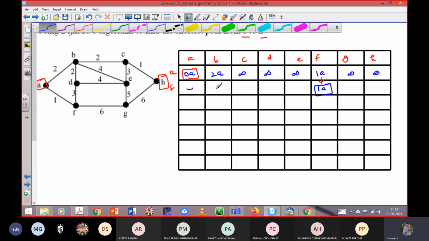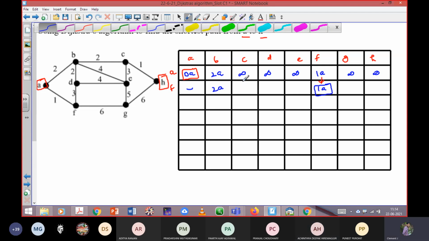Okay, so here I am getting the answer as infinity. I need to compare with the previous cell. So 2A is lesser than infinity. So I can mention here directly the 2A value itself. Okay, next F to C. What is the value F to C?